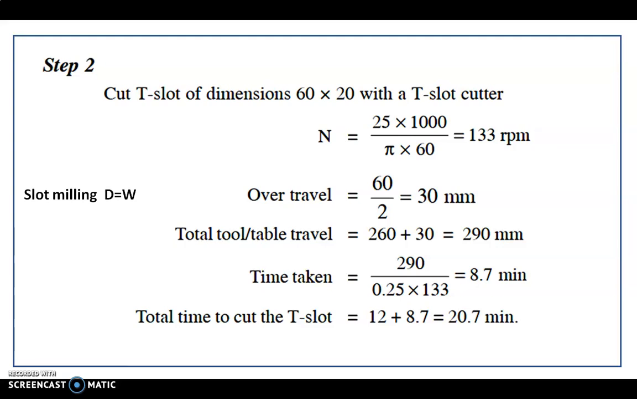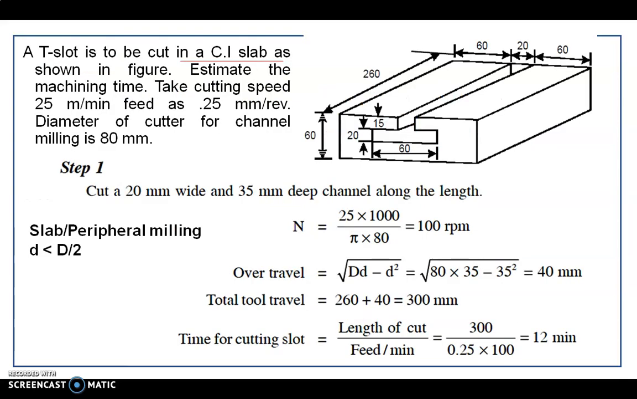So in milling we have seen both plain milling as well as face milling. We also saw two problems in this. If you get any problem in milling, probably this kind of problem will come. So hope you can solve the problem. Only two things you need to memorize. One is over travel. The other thing is the feed per tooth, which needs to be converted into feed per revolution.